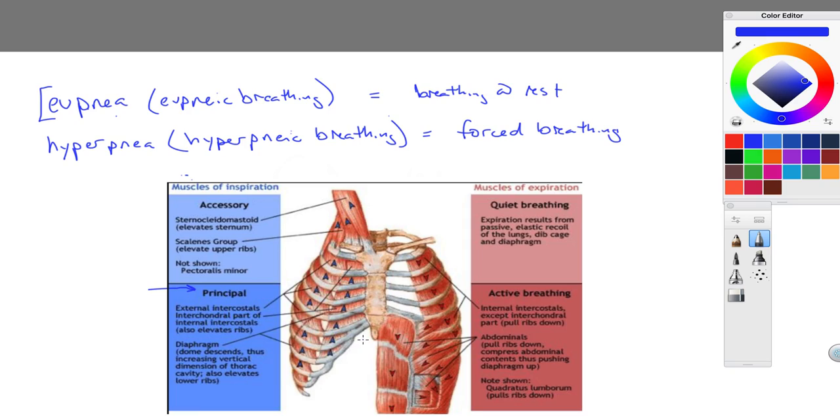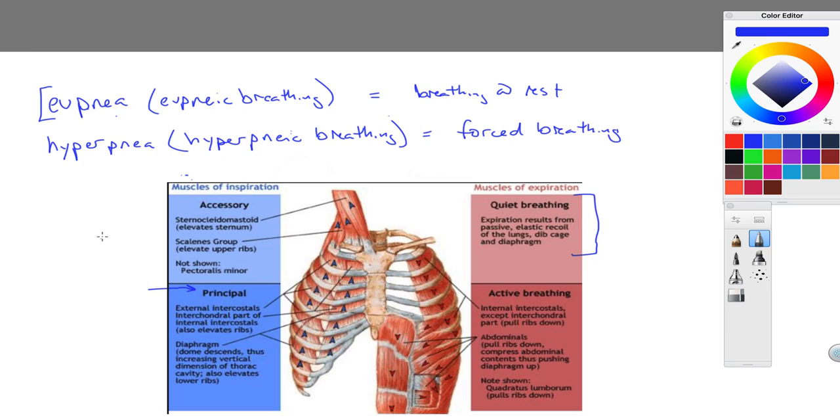Eupneic expiration, check it out, requires no muscles. It is entirely passive, right? The ribs fall, you get elastic recoil of the lungs, and the diaphragm relaxes, right? And sort of swishes back upward a little bit. Thoracic and lung volumes go down, pressure goes up, and we exhale passively. And eupneic breathing moves probably about half a liter of air with each breath at rest.